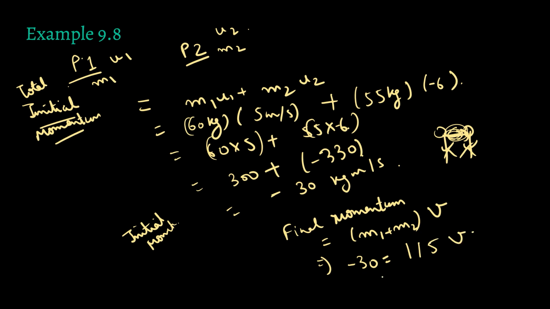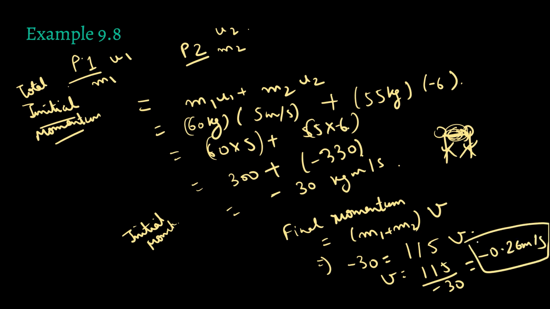So now v is equal to minus 30 upon 115. V comes out to be minus 0.26 meter per second. So this will be the velocity with which they will be moving. And in which direction will they be moving? You tell me, because it is a minus sign. So your resultant momentum is from right to left, towards left.